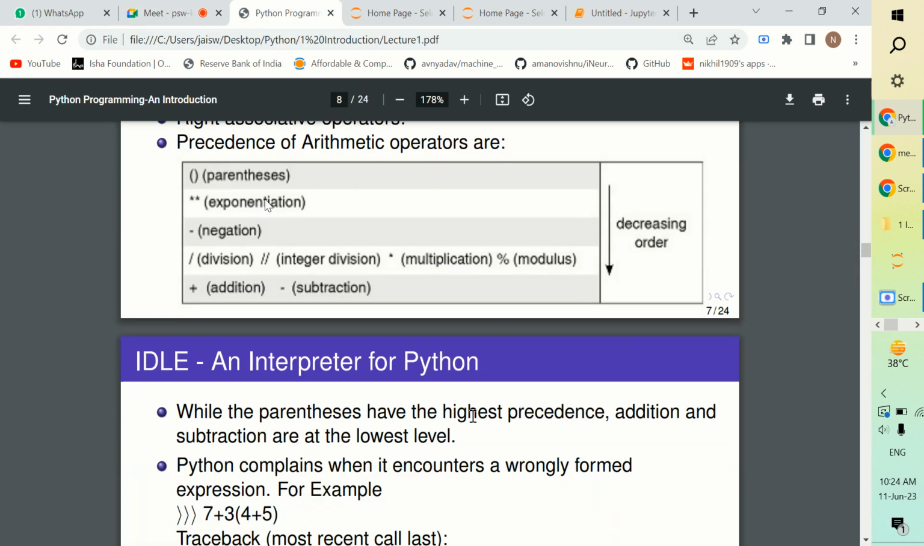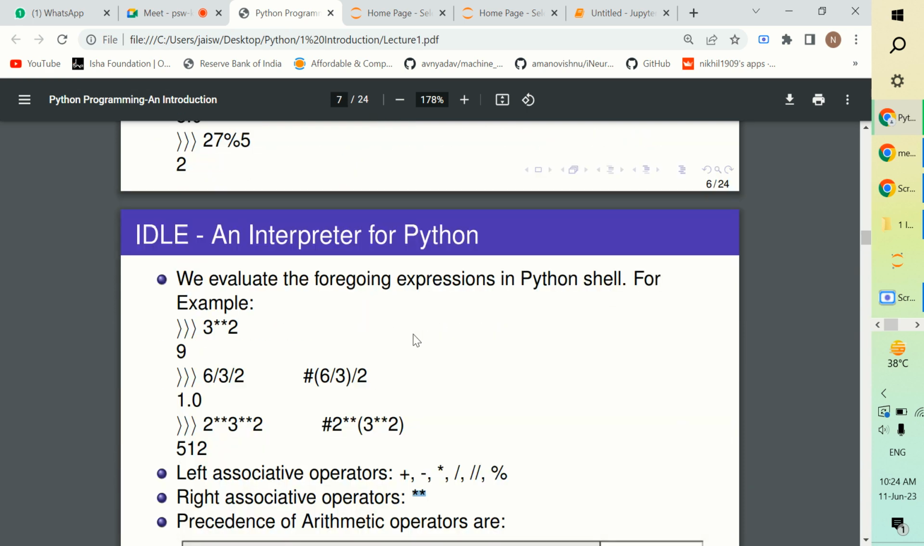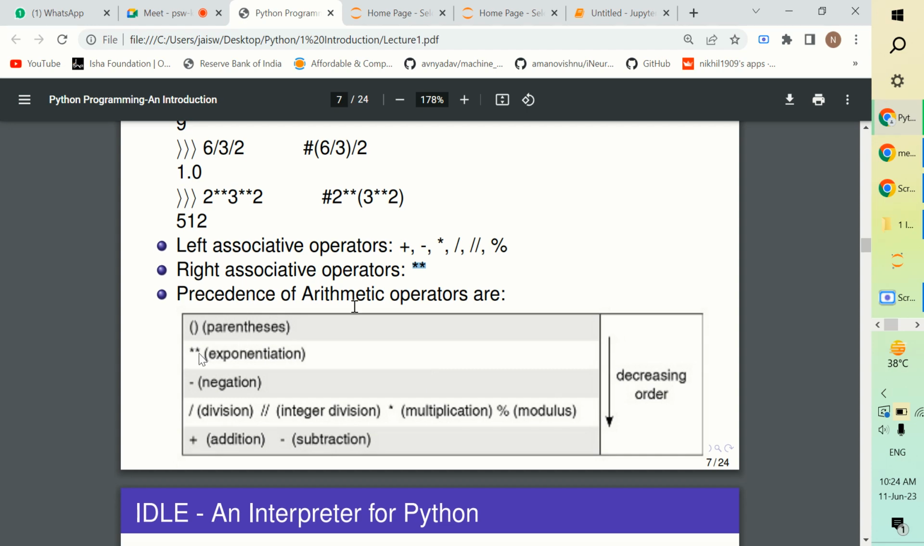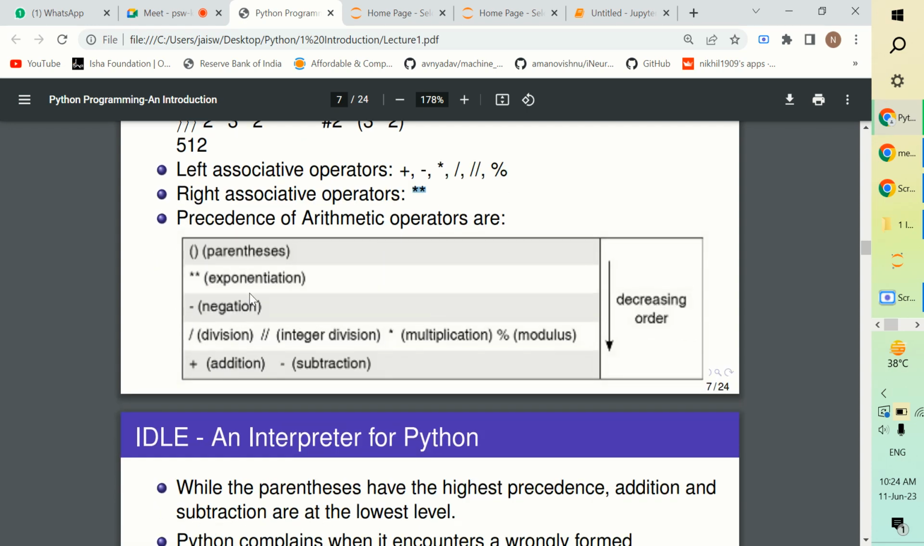Now we will see the precedence of arithmetic operators. All of these, plus, minus, integer division, modulo, exponent, are arithmetic operators. So we will see the precedence of them. If there is an expression with parenthesis, exponentiation, negation, division, integer division, multiplication, modulo, plus, minus, then what will happen?